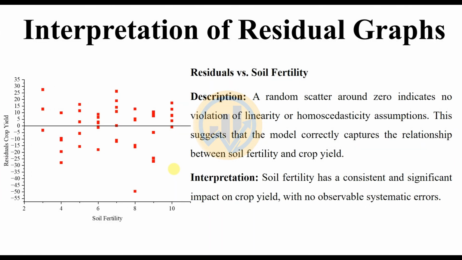Now the interpretation of the residual graph, first with soil fertility. The description of the graph: a random scatter around 0 indicates no violations of linearity or homogeneity assumptions. This suggests that the model correctly captures the relationship between soil fertility and crop yield. Interpretation of the residual with soil fertility graph: soil fertility has a consistent and significant impact on crop yield with no observable systematic error.